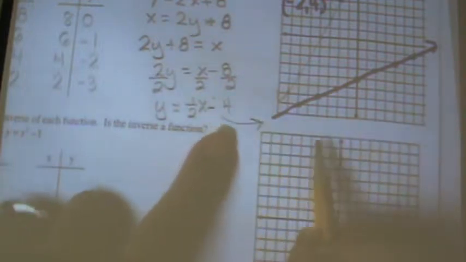Thank you. So this equation is y equals 1/2 x minus what? 4. Negative. Whoops, I forgot the x. y equals 1/2 x minus 4. Guess what equation this is? That's the one we just graphed. If you begin at negative 4 and go up 1 and over 2, look at that. Now, is the inverse a function? Yes.